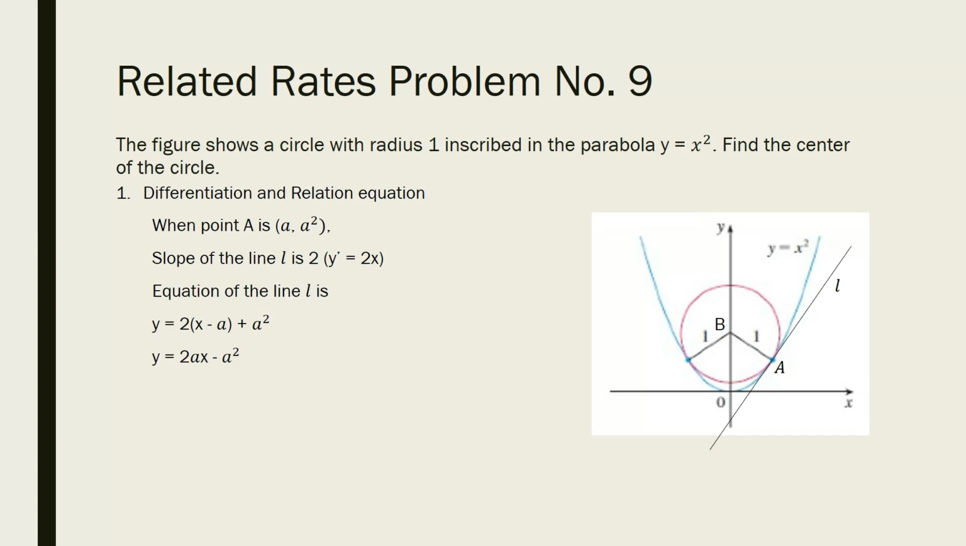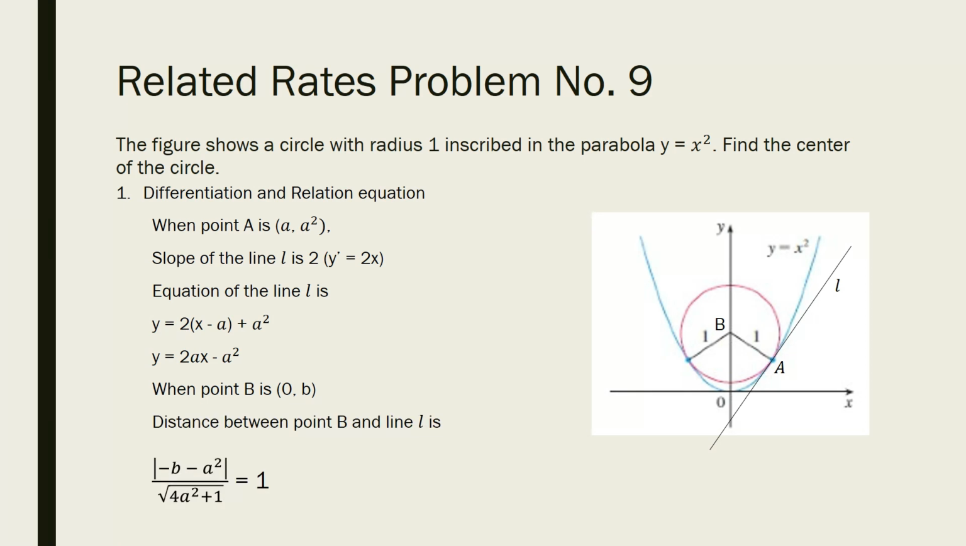So the equation of the line L will be y equals 2a(x minus a) plus a squared. And the final equation will be y equals 2ax minus a squared. And when point B is (0, b), the distance between point B and line L is the absolute value of minus b minus a squared over the square root of 4a squared plus 1, which equals 1, because it's a unit circle.